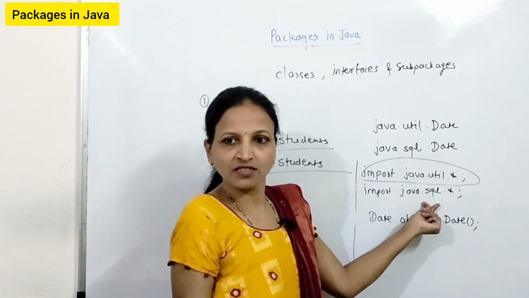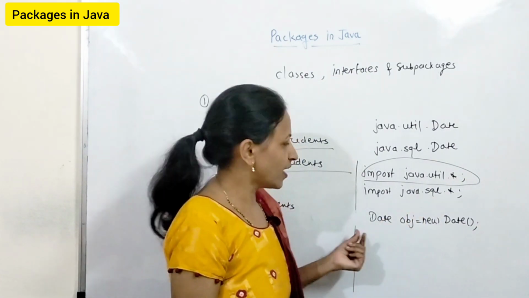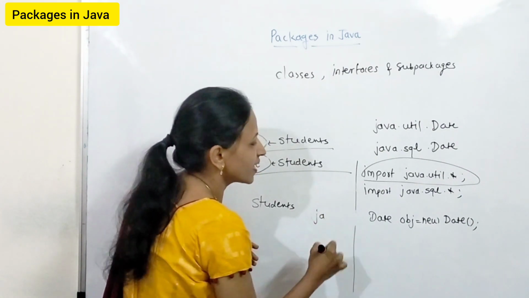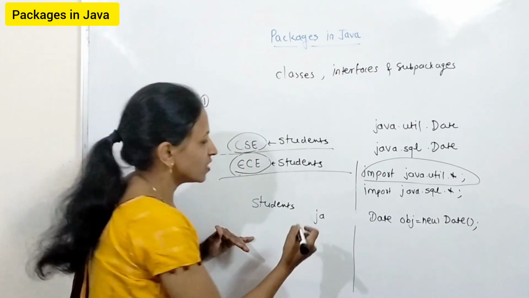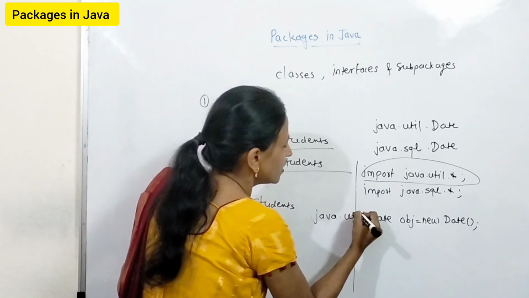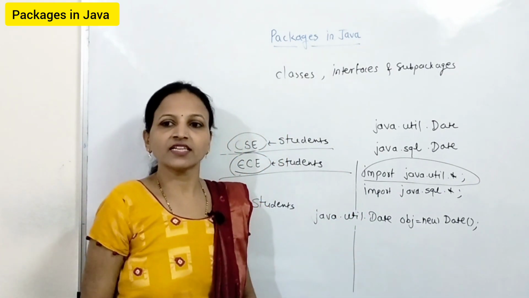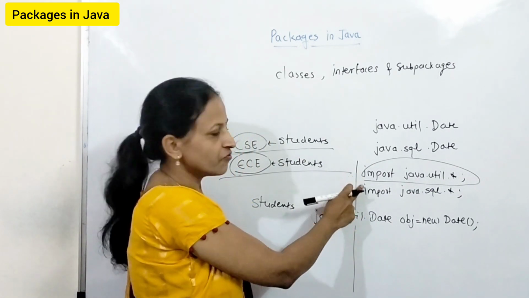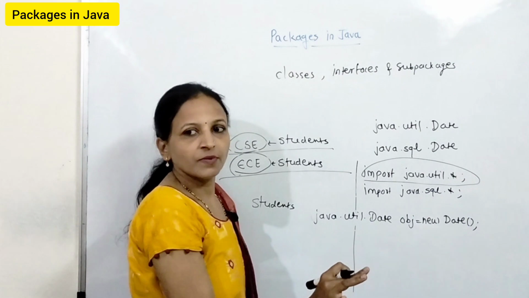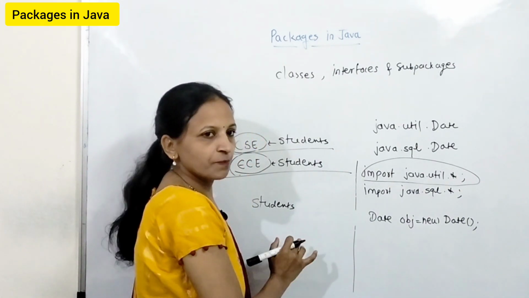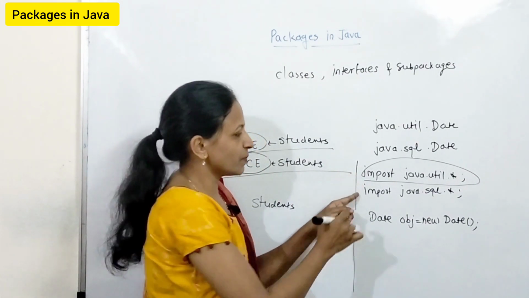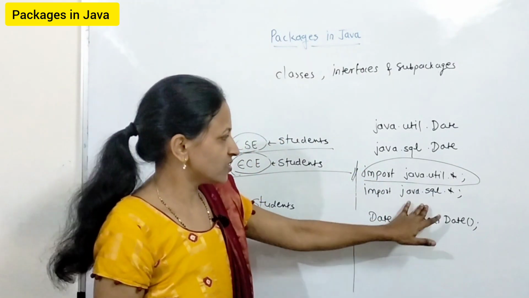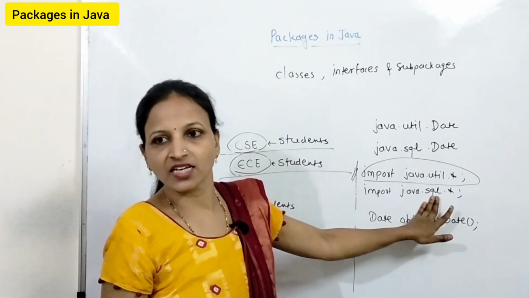There is a confusion, and to resolve this confusion we have to write the full name, meaning package name dot class name: java.util.Date. Suppose I am writing like this, then there will be no confusion. If we have written only this statement and not written the other one, then no problem, no need to write in this way, and it will be considered as a part of the SQL package.